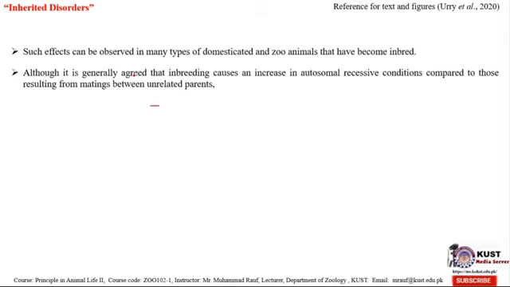Although it is generally agreed that inbreeding causes an increase in autosomal recessive conditions compared to those resulting from mating between unrelated individuals having slightly different genetic backgrounds, the mating between unrelated individuals doesn't result in genetic abnormalities in the offspring.